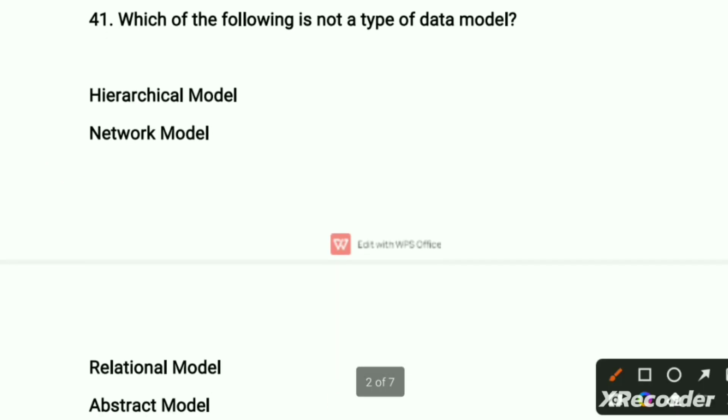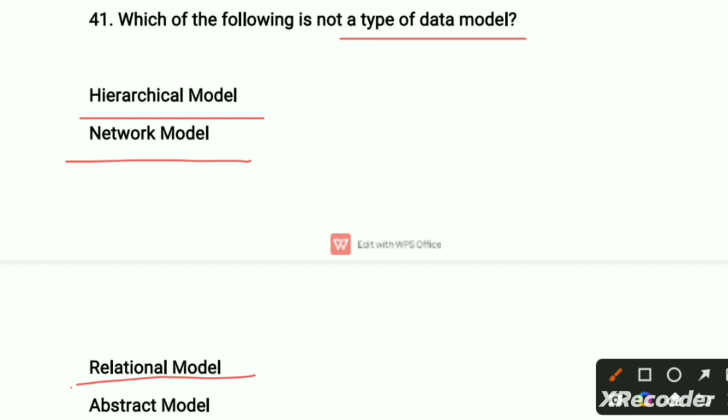Which of the following is a type of data model? First is hierarchical model, second network model, third option is relational model, and fourth option is abstract model. So let's discuss all these types of model. Here we talk about which is not a type of data model. So let's discuss one by one.